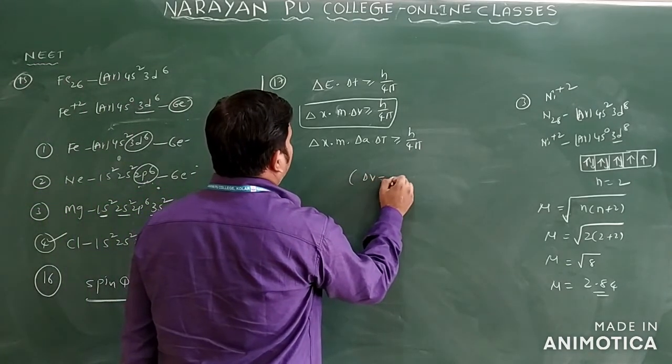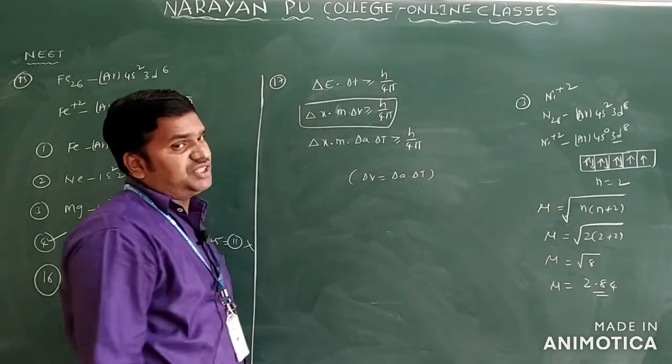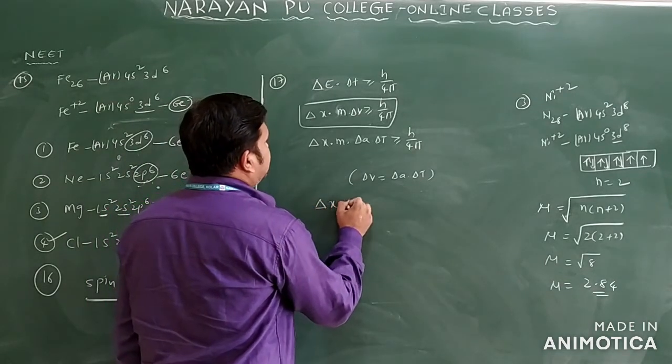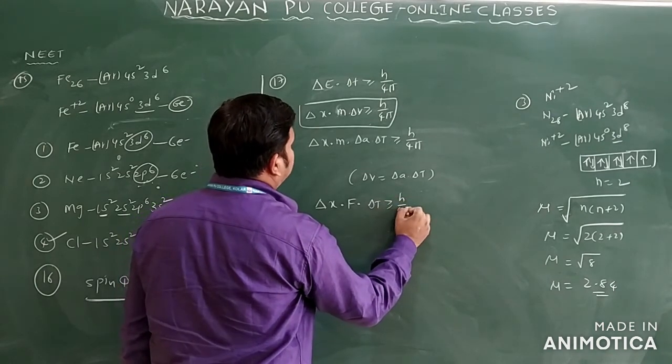Delta V is equal to delta A into delta T, that is acceleration into the change in time. So from this I am writing here delta X into F into delta T greater than or equal to h by 4 pi.